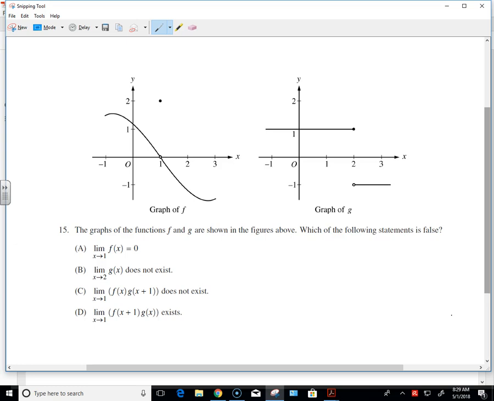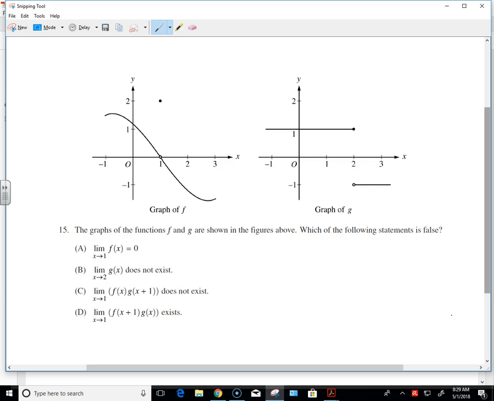How many of you guys got this wrong? Let's just do a quick vote. Okay, number 15. Some of us got it wrong. Check it out. The graphs of the function f and g are shown above. Which of the following is false? Pause real quick. This is talking about limits, right? Everybody? Pause. Okay, let's just review.